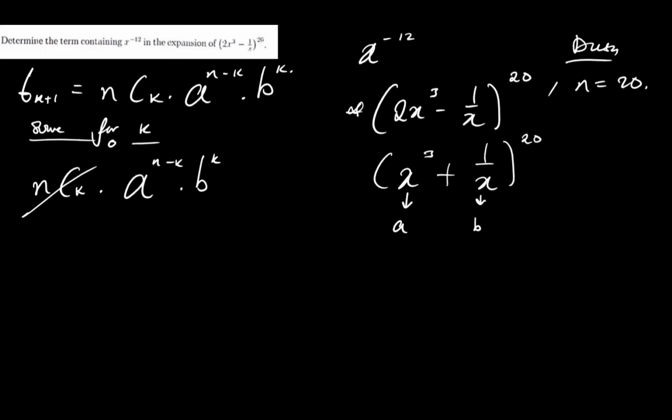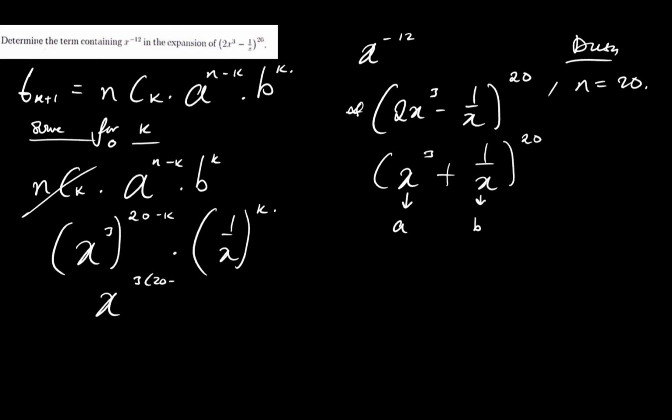So by solving for k, we just substitute and say a is x to the power 3, then n is 20 minus k, times b is 1 over x, then to the power of k. Applying basic index laws, we'll have x to the power 3 times 20 minus k, times this point here can be written as x to the minus 1 times k. So we multiply and you get x to the power 60 minus 3k times x to the minus k.